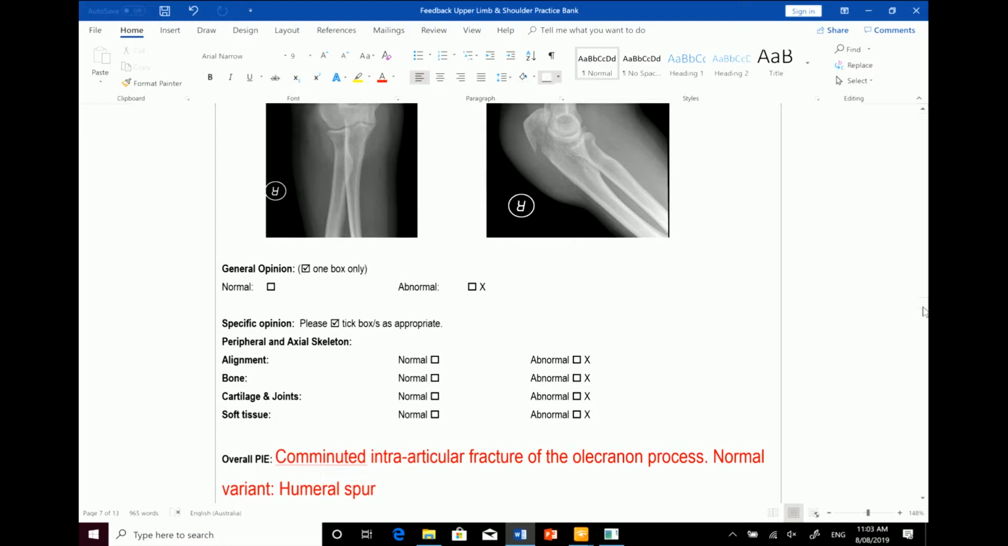So there's a comminuted intra-articular fracture of the olecranon process, and also visible is a normal variant of the humeral spur. However, you could add a note here that there is no dislocation of the elbow joint.